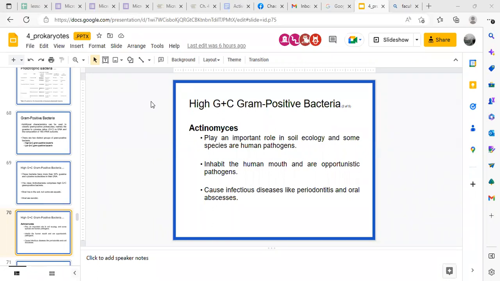Okay, so as I've said, they play an important role in soil ecology, and they're also the cause of infectious diseases in the human mouth. So you have diseases like periodontitis and oral abscesses. So they are opportunistic pathogens.